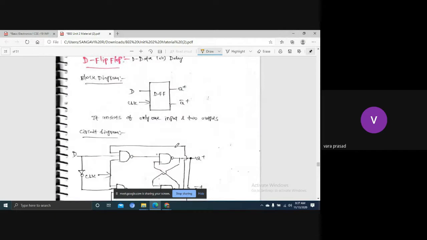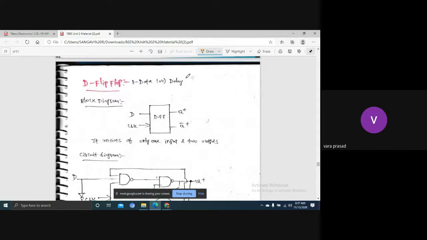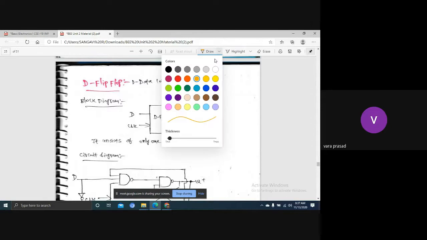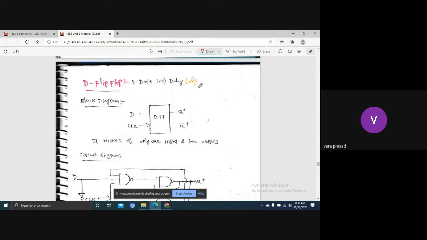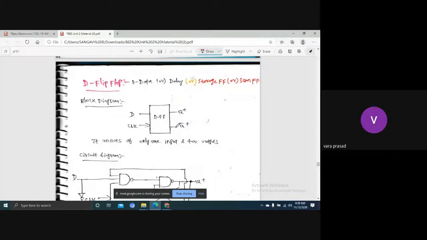Now the D flip-flop. This is a very important one. Data flip-flop or delay flip-flop, or we can call it a storage element, storage flip-flop, or scan flip-flop. Block diagram: this block diagram I can make very simple.